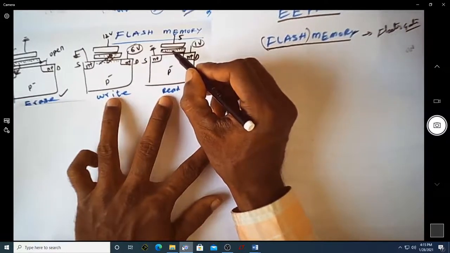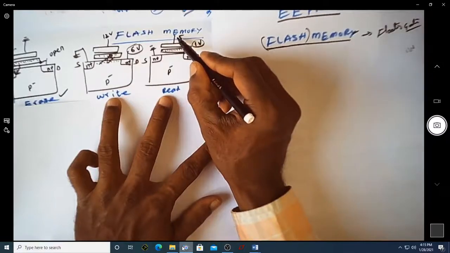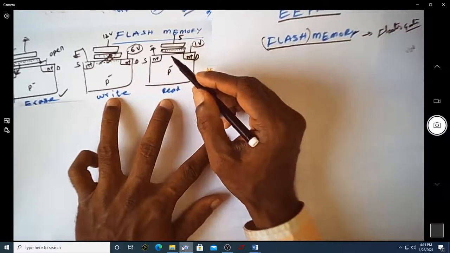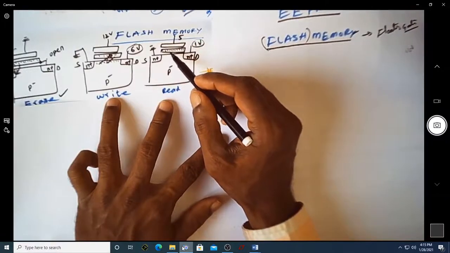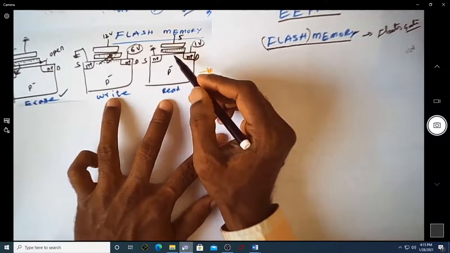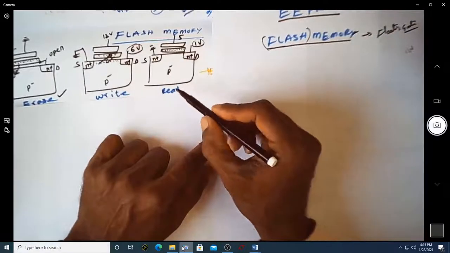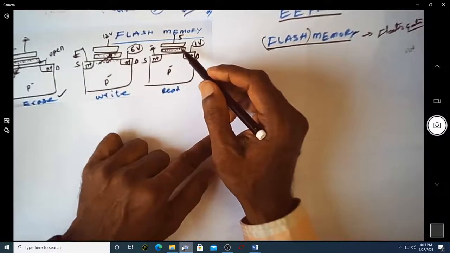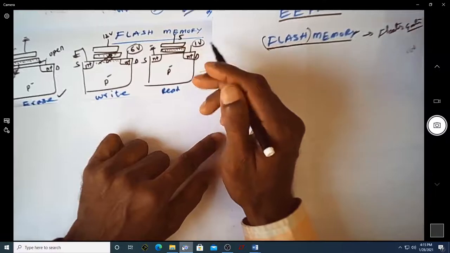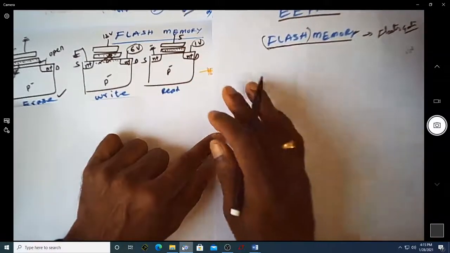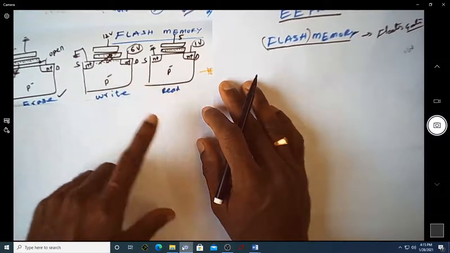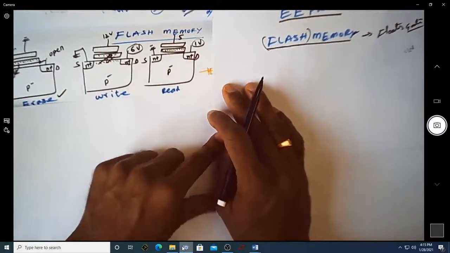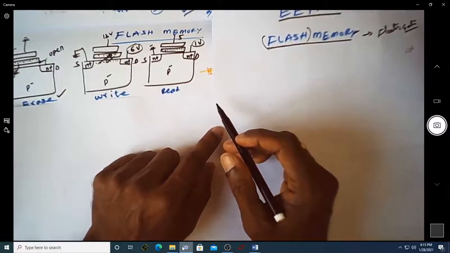Since the threshold voltage of this MOSFET is more than 5 volt, it may not be possible for this 5 volt to turn on the MOSFET whose threshold voltage has been enhanced. This way we are able to read whether the threshold voltage is enhanced or is at the previous value. So we will have these transistors at each cross section, at the intersection of the bit line and word line.